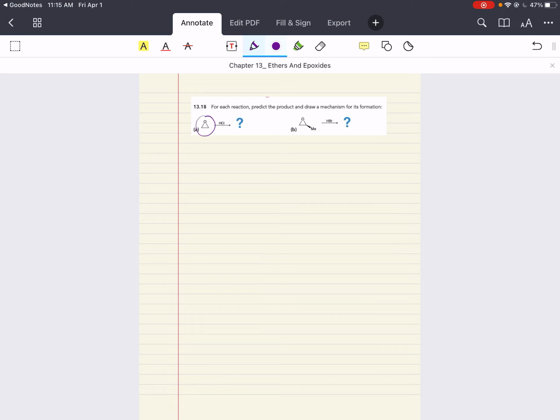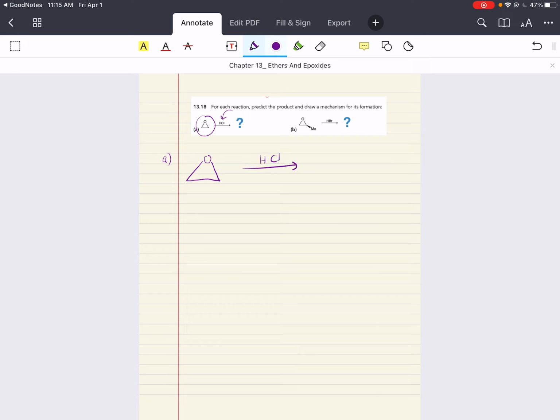Fantastic. So we have an epoxide and we're treating it with a strong acid. This is going to be our acid catalyzed hydration. I thought I would do this problem so I can show you the mechanism for acid catalyzed as we do this problem. We're treating it with HCl.